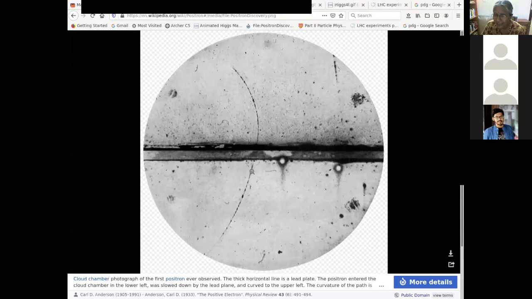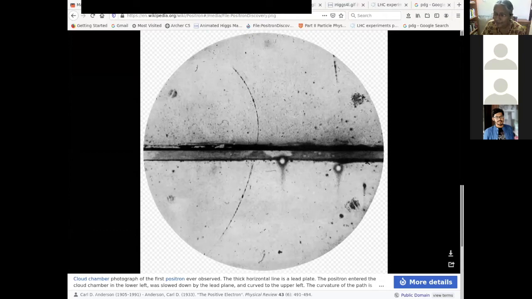Now it cannot gain energy from the lead plate. So that means the particle is moving upwards. Is it clear? The particle had more energy here, lost energy in the lead plate, and went upwards with less energy. Therefore, the velocity direction is upwards. And from the bending and the fact that the particle velocity is upwards, you know that this is a positron.